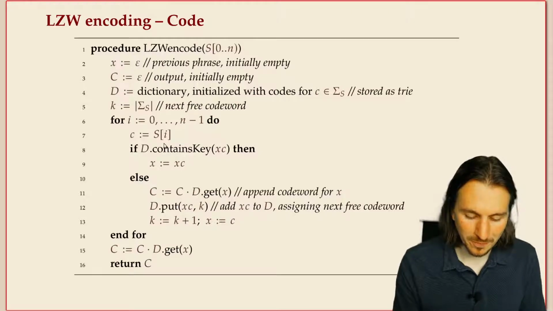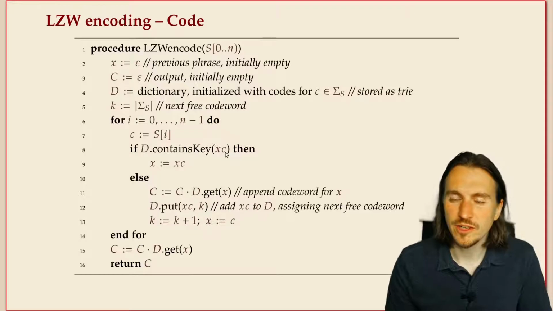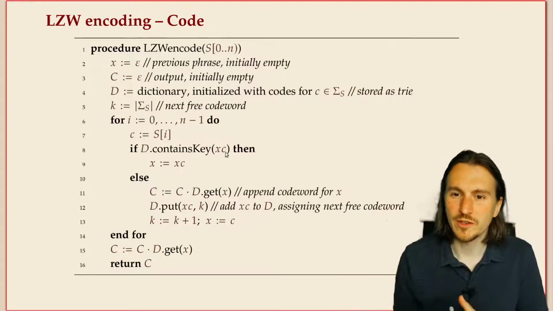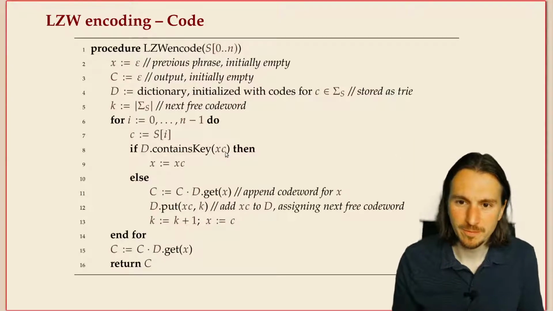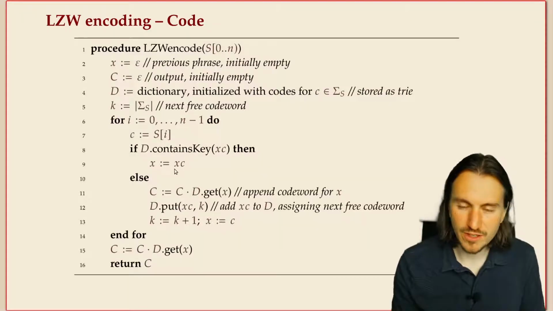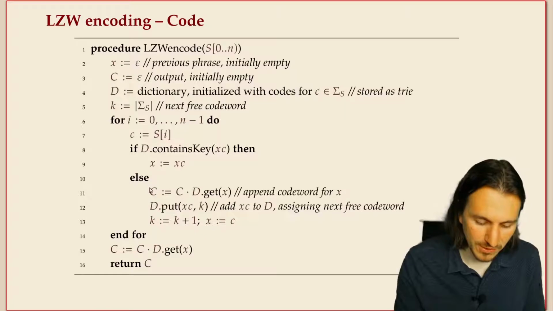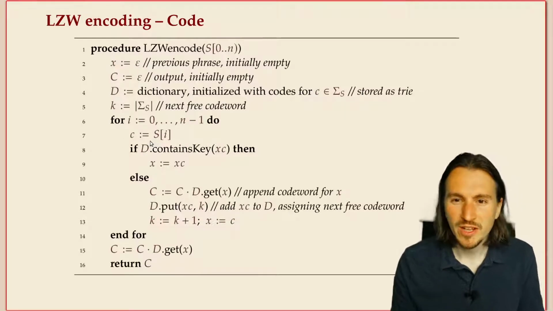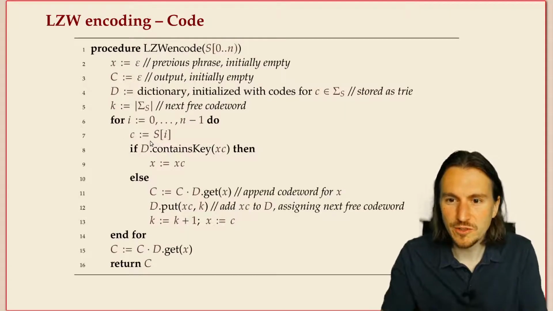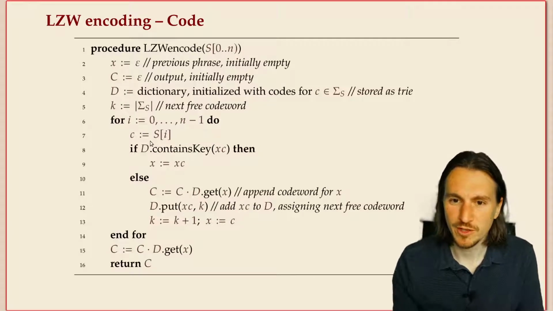We get that symbol. Now we try to find XC in the dictionary. That essentially is walking down the trie along the next character. If we can find this, then we keep that, but we're not necessarily done yet. We have to continue with the next character. So we continue traversing the trie as long as we find matches.